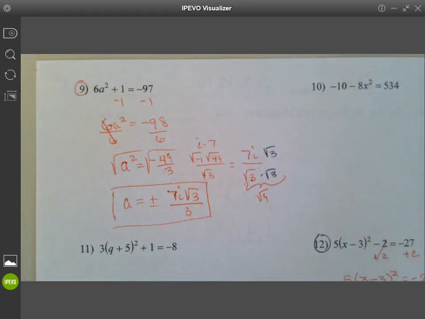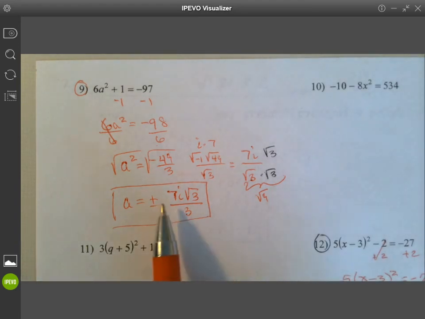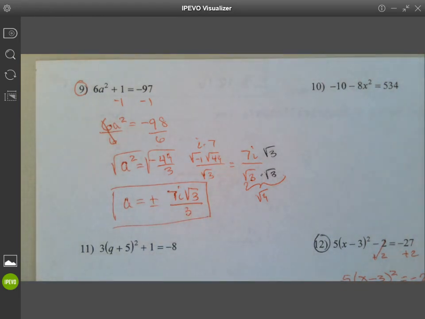The i should never be underneath the square root. It should always be your integer, your i, your square root, and then that guy down there. Okay? All right.